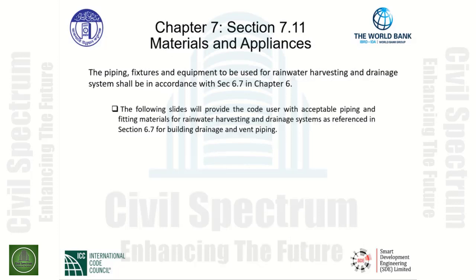Section 7.11 Materials and Appliances. The piping, fixtures, and equipment to be used for rainwater harvesting and drainage system shall be in accordance with section 6.7 in chapter 6. The following slides will provide the code user with acceptable piping and fitting materials for rainwater harvesting and drainage systems as referenced in section 6.7 for building drainage and vent piping.